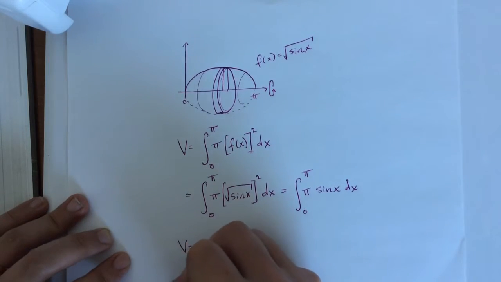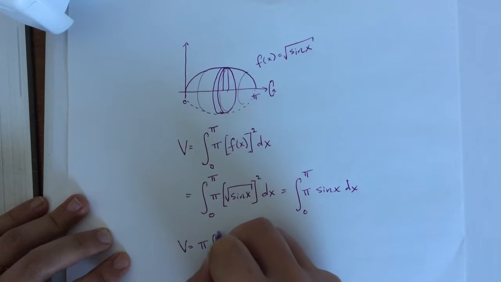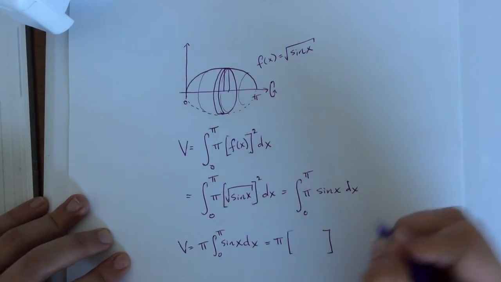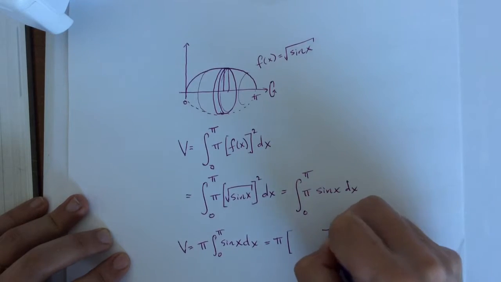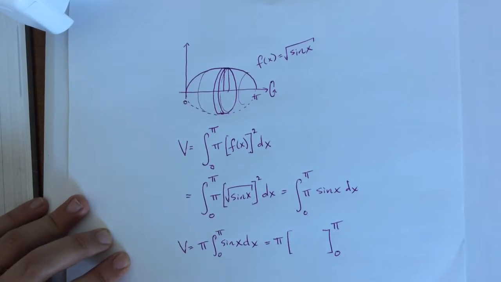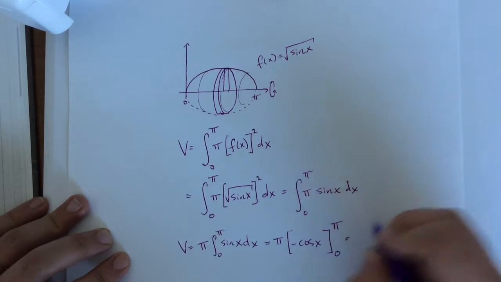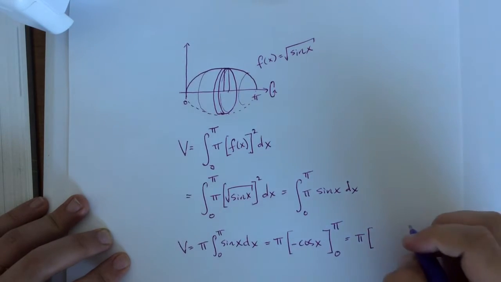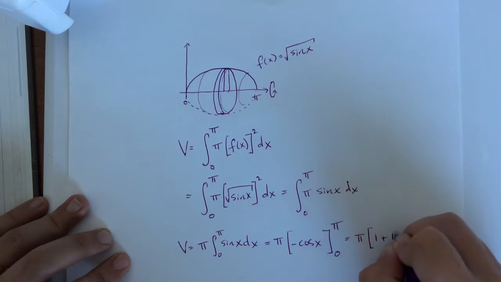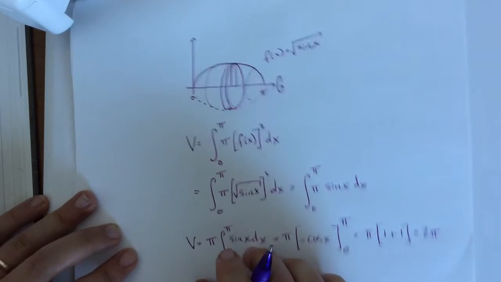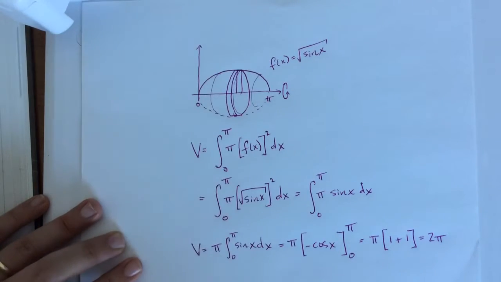So then the volume is given by pi times the integral from 0 to pi of sine of x dx, which is pi times the antiderivative of sine of x evaluated at 0 and pi. The antiderivative of sine of x is negative cosine x. So we get pi times 1 plus 1, which is 2 pi. So the volume of this solid is 2 pi.